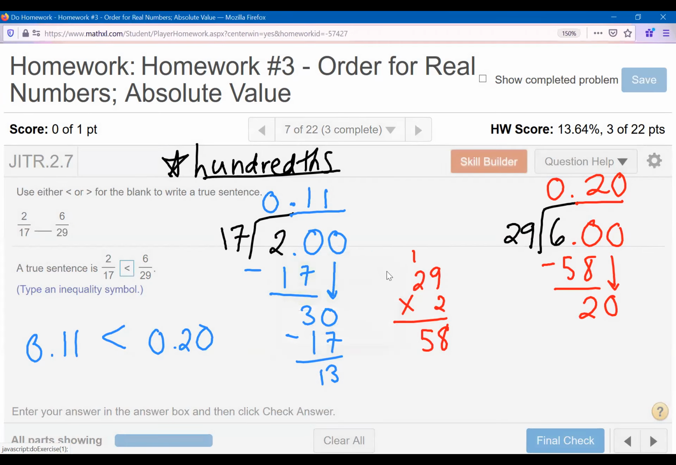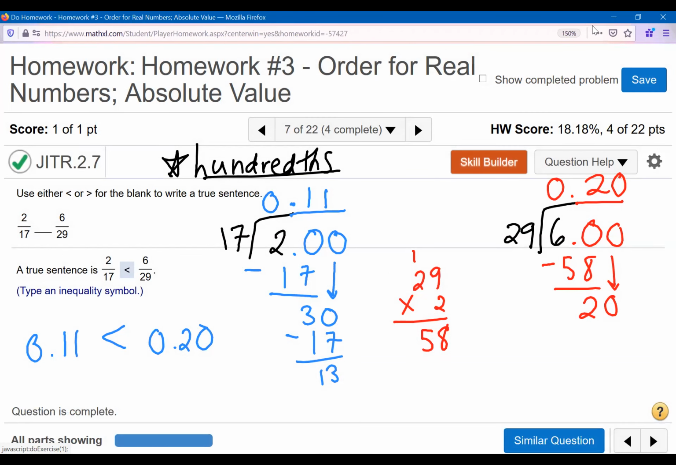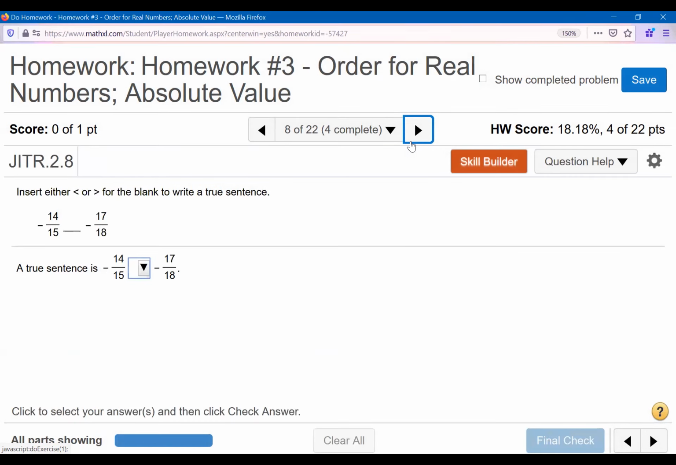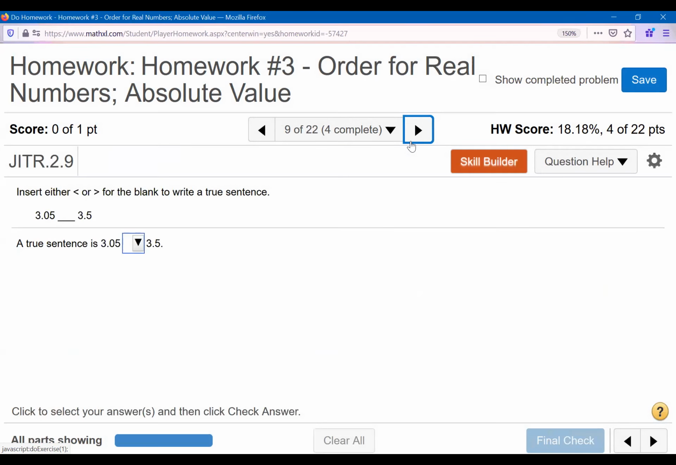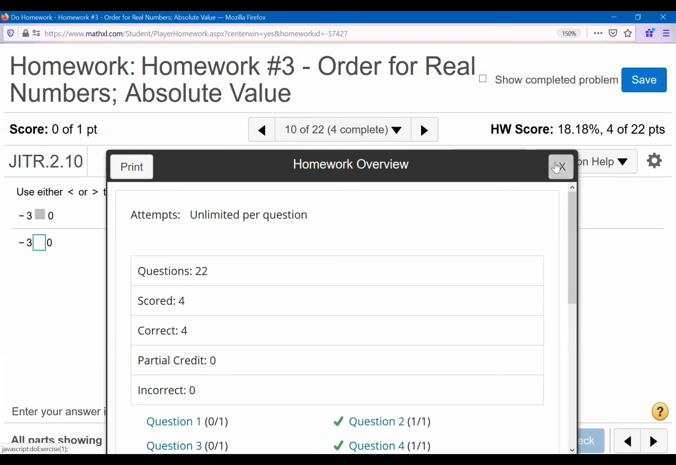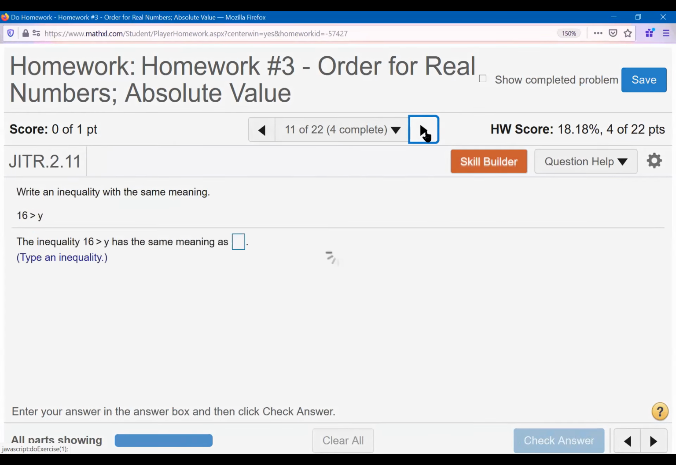So on a test, if you're doing a problem like this, rather than just randomly guessing, this is the work I would expect to be shown, that you're using long division to change your fractions to decimals to make your comparison. Okay, good. There's quite a few questions like this. I'm going to skip ahead a bit here.